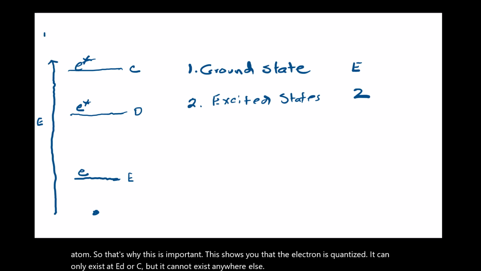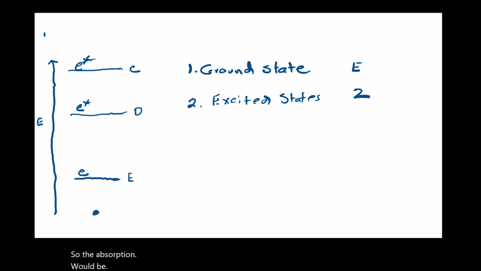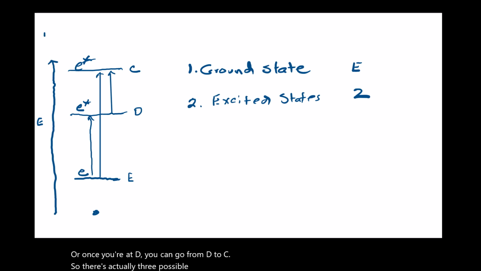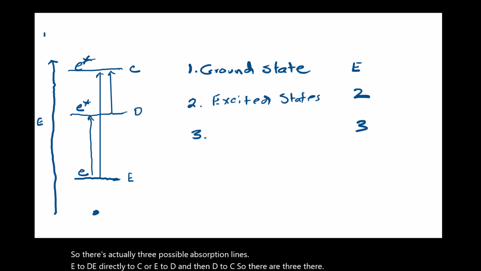So the absorption, your possible choices are E goes to D, E goes to C, or once you're at D, you could go from D to C. So there's actually three possible absorption lines: E to D, E directly to C, or E to D and then D to C. So there are three there. Three absorption lines.